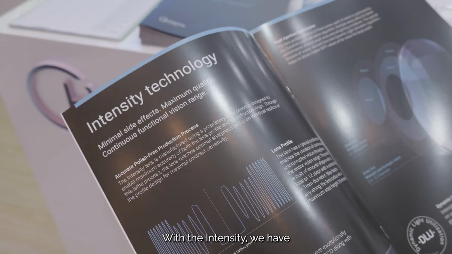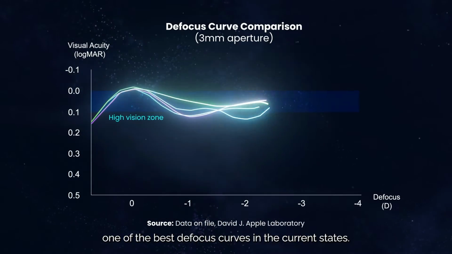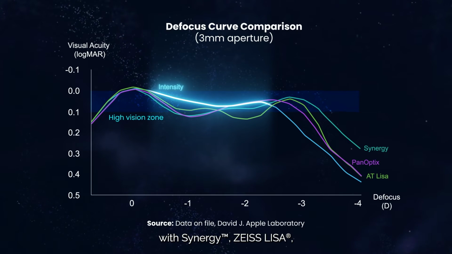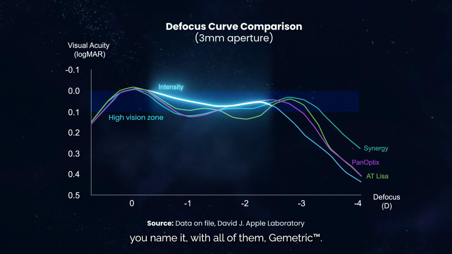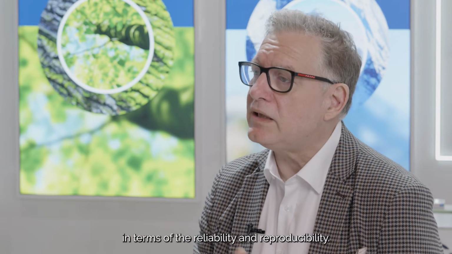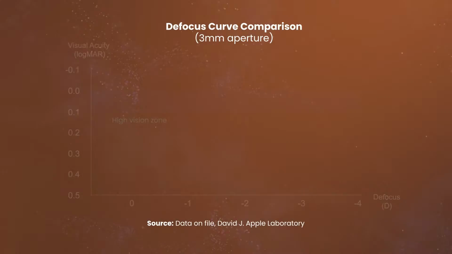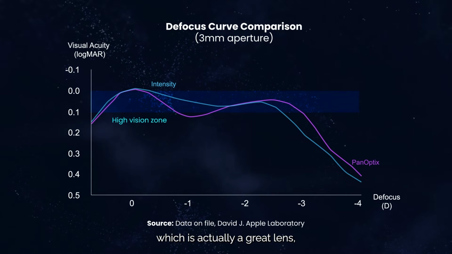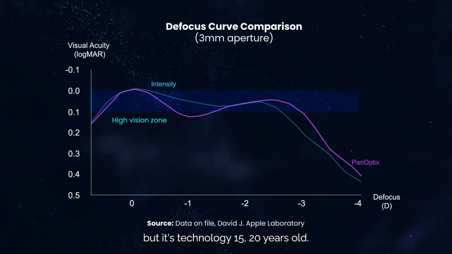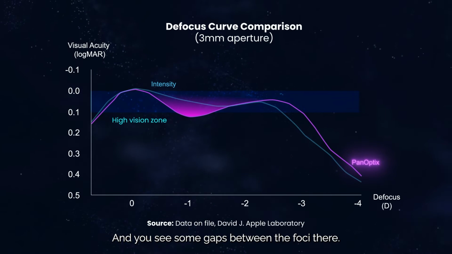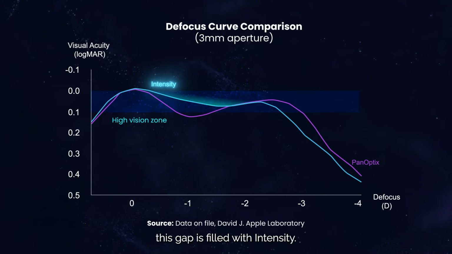With the Intensity, we have one of the best defocus curves in the current state. We're doing studies with PanOptix, with Synergy, Zeiss Lisa, you name it, with all of them, geometric. And it is really outstanding in terms of the reliability and reproducibility. In our study, we compare it with the PanOptix, which is actually a great lens, but it's technology 15, 20 years old. And you see some gaps between the foci there. And when you do the defocus curve, this gap is filled with the Intensity.